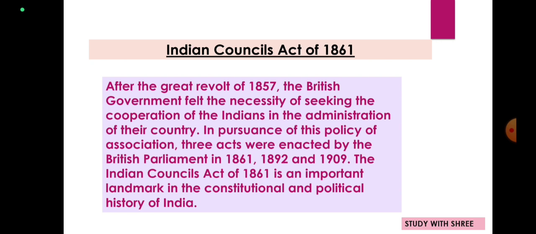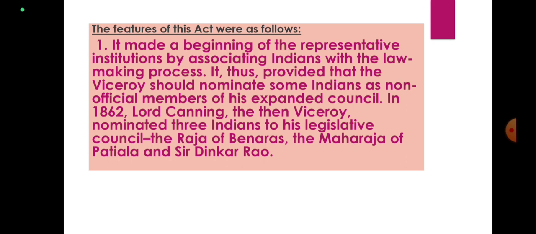After the Great Revolt of 1857, meaning the Sepoy Mutiny, the British government felt that the cooperation of Indians in the administration of their country was very necessary. So, in pursuance of this policy of association, three acts were enacted by the British Parliament, which were called the Indian Councils Acts. They were the Acts of 1861, 1892 and 1909. So, the features of the 1861 Indian Councils Act.